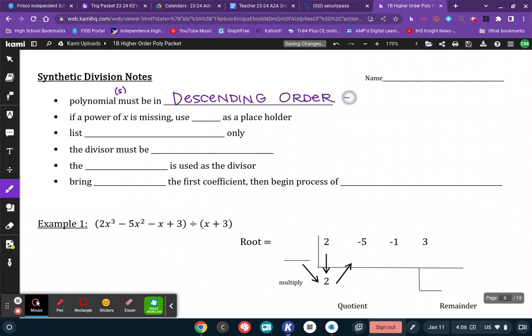And that includes the dividend and the divisor. If a power of x is missing, use 0 as a placeholder, exactly like we did with long division. For synthetic division, we list the coefficients only.